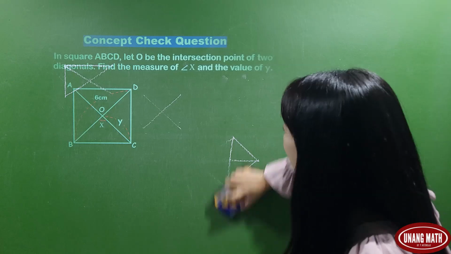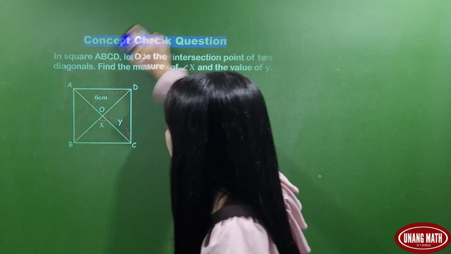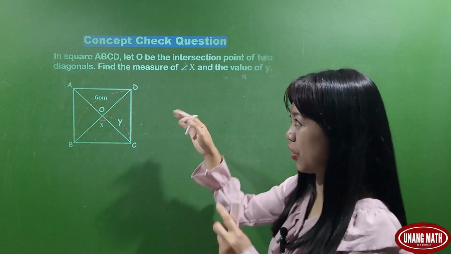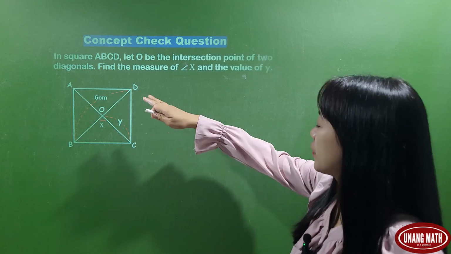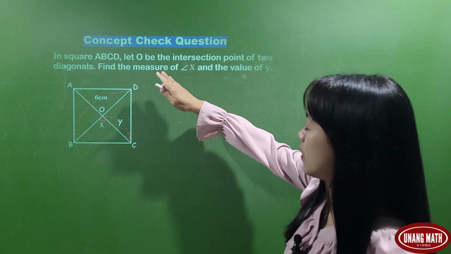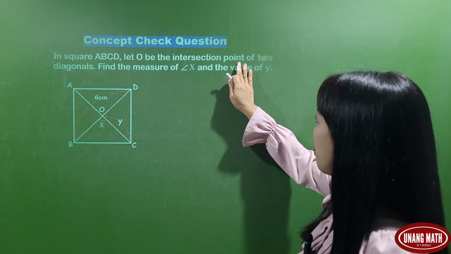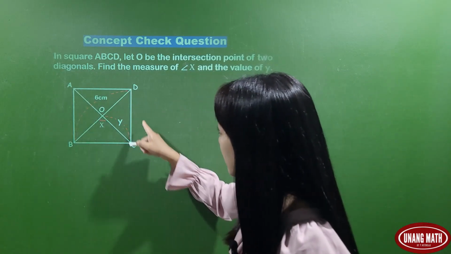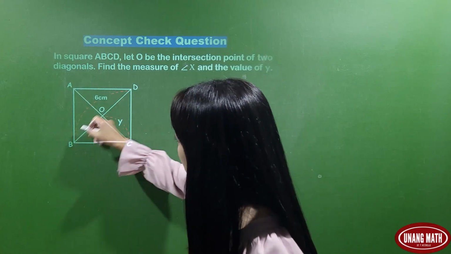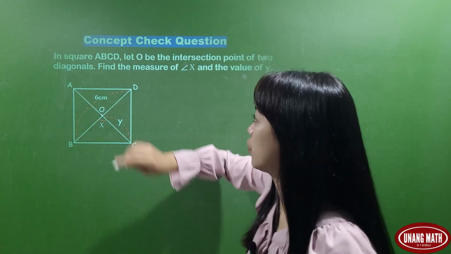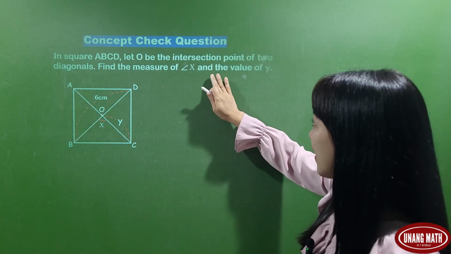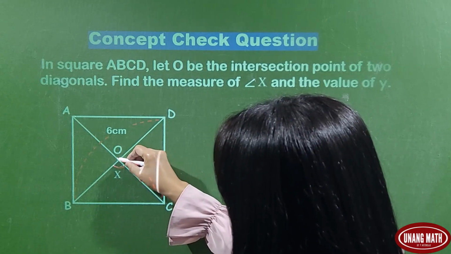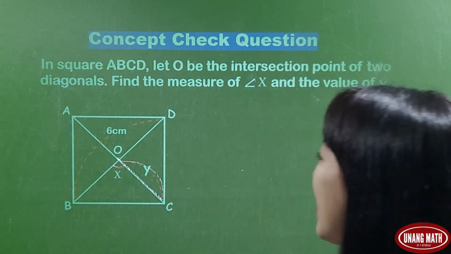Let's try this example to check whether we understand the lessons learned a while ago. According to this one, in square ABCD, we let O be the intersection point of the two diagonals. So this is a square ABCD. These two diagonals meet at this point O. We will find the measure of angle X and the value of Y. Angle X is this angle and Y is this length.